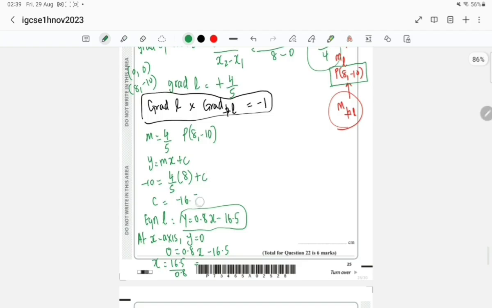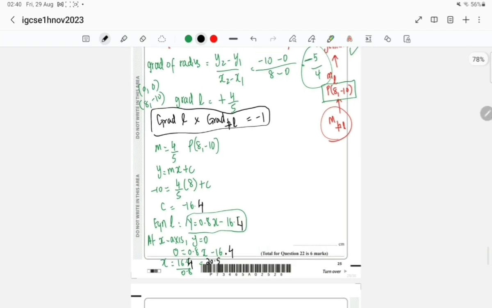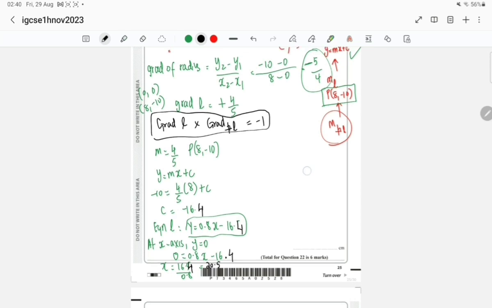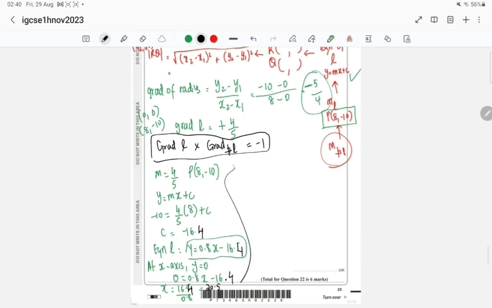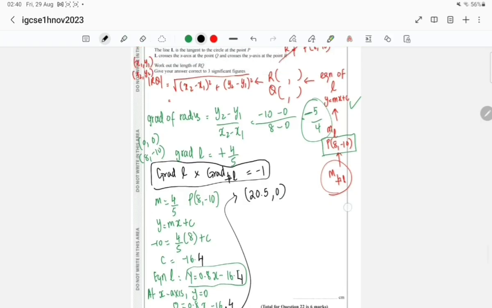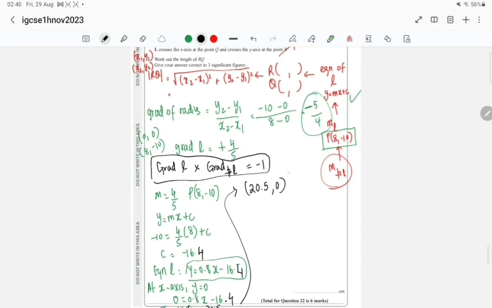Okay, this is 16.4, not 16.5, my bad. So 16.4 divided by 0.8, this will give me 20.5, exactly. So I know my one coordinate would be (20.5, 0), and this is the coordinate of Q.